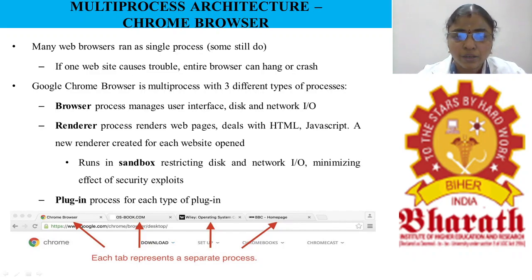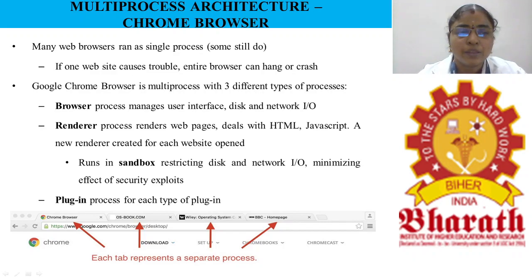In this pictorial representation, see that each tab represents a separate process. So four tabs are open here. The first one is the Chrome browser, the second one is osbook.com. The next one is Wiley's Operating System Concepts. Then the BBC homepage is available. Each and every tab is taken care of by a different, separate process.